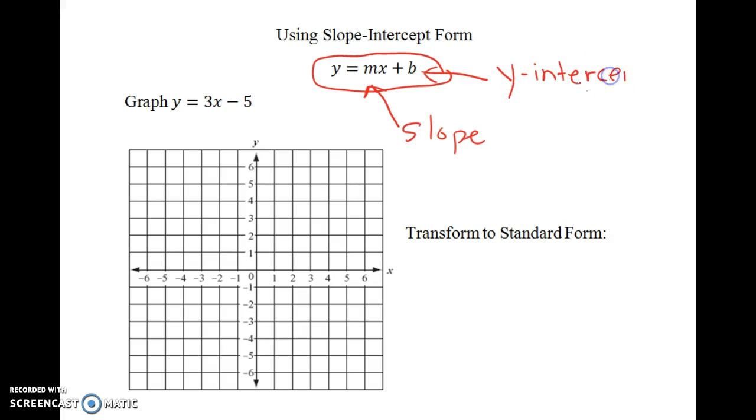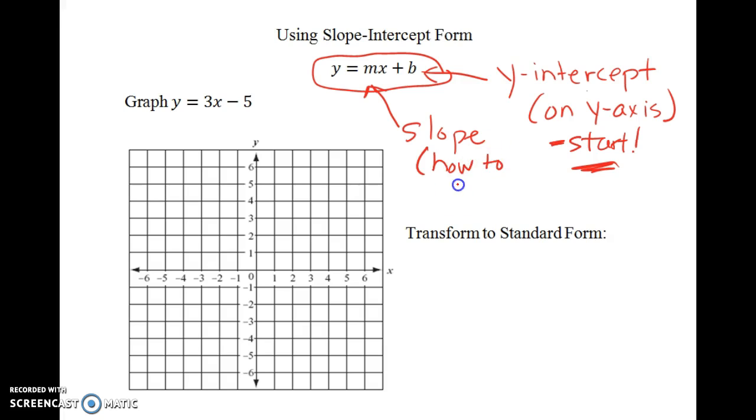It's really important because the y-intercept is on the y-axis. The y-intercept is also our starting point. Okay, so it's where we start. The slope tells us how to move. So in case you forget, there are two parts. There's an up-down piece and there's a right-left piece.